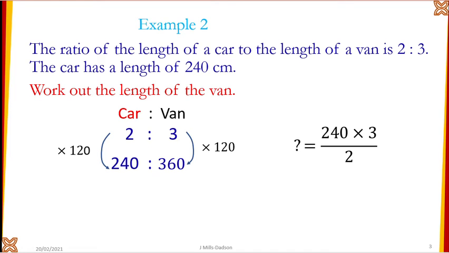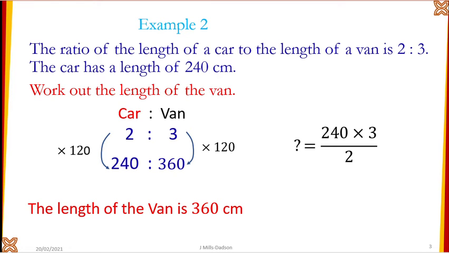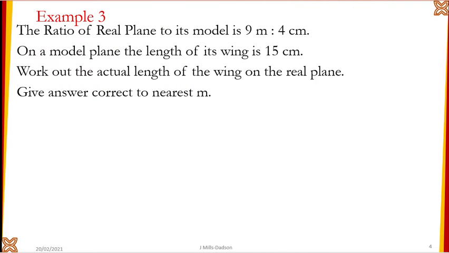Now, let's look at example 3. This is where we have different units. So the ratio of a real plane to its model is 9 meters is to 4 centimeters. On a model plane, the length of its wing is 15 centimeters. Work out the actual length of the wing on the real plane. Give answer correct to the nearest meter.